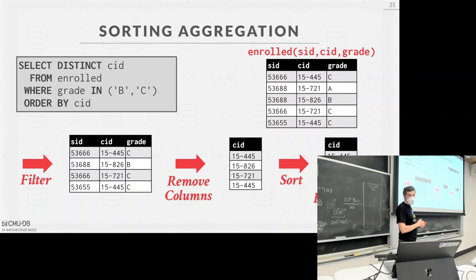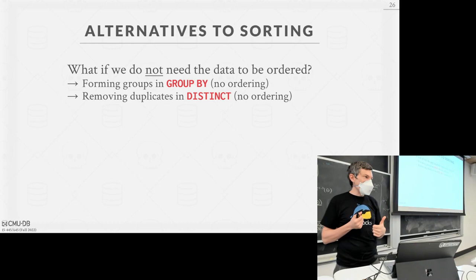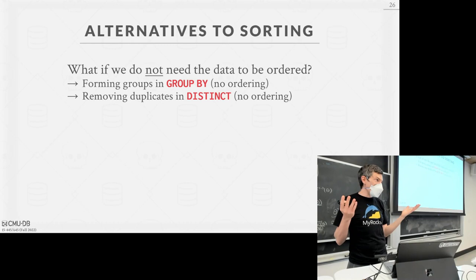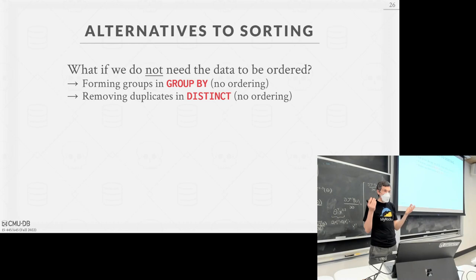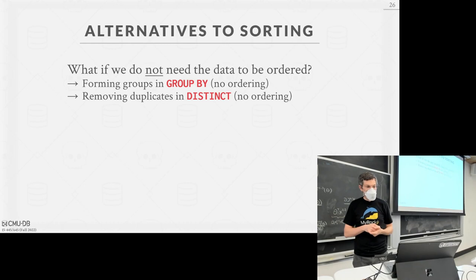So in my example here, I had an order by clause. So it made sense to implement the distinct aggregation using sorting, because the aggregate was on the course ID, and there was an order by clause on the course ID. So I kill two birds with one stone. I can do the sorting, get things in sorted order, and do quick duplicate elimination. But if my data doesn't need to be sorted, then maybe that's not the best approach for me, right?